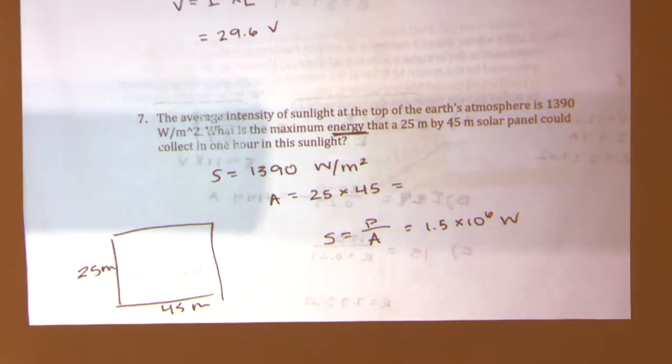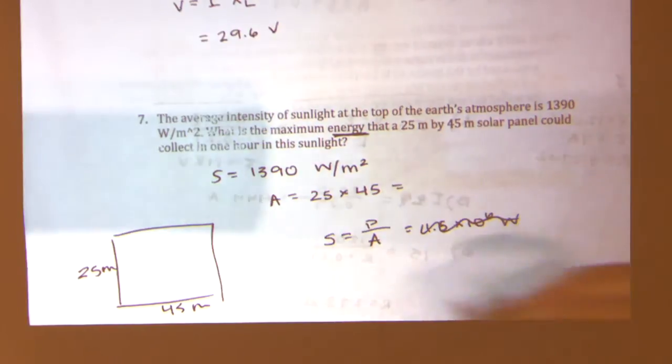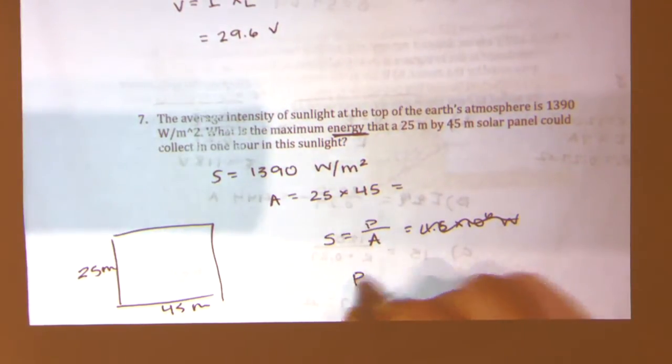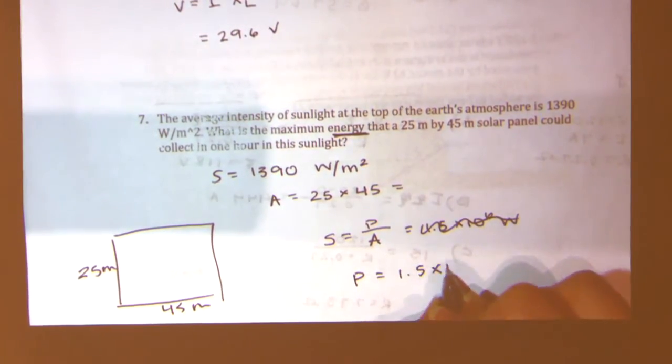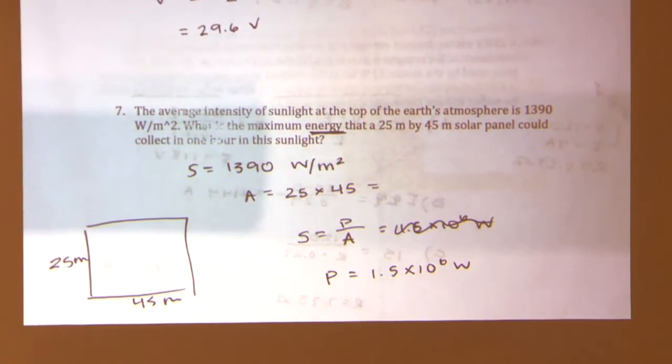So that's not our final answer yet. I should probably make that a little clearer. So power is equal to 1.5 times 10 to the 6 watts, not the intensity. So now that we have that power, we did one question very similar to this one earlier. It's saying, what is the maximum energy that this solar panel could collect in 1 hour of the sunlight?